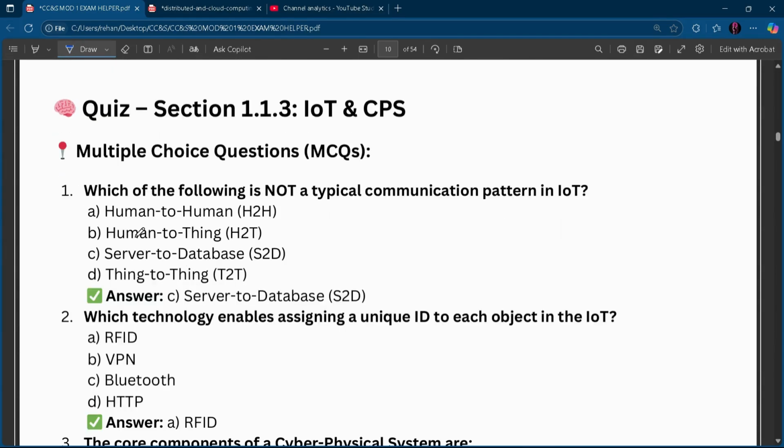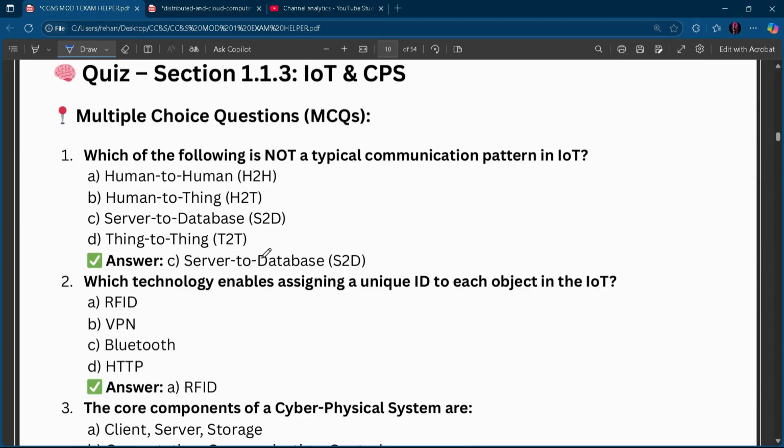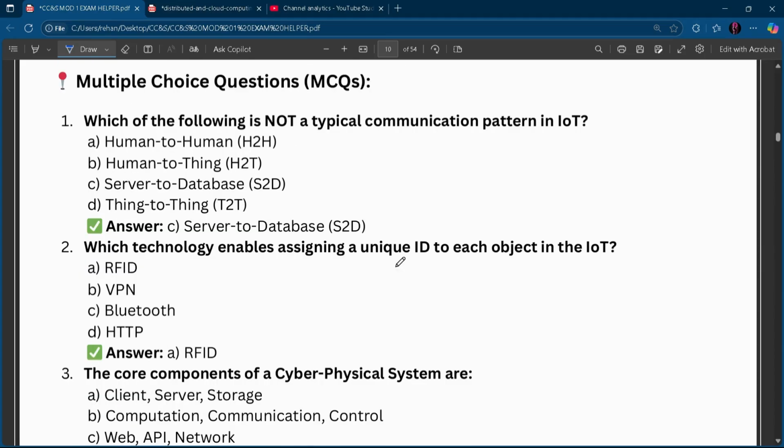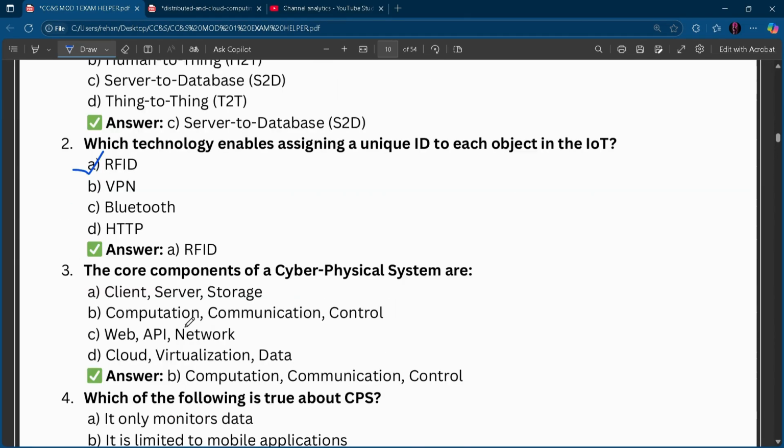You have a quiz question. Which of the following is not a typical communication pattern in IoT? You can pause, because I'm going to say the answer. It is server to database. Which technology enables a unique ID for each object in IoT? Is it Bluetooth? We didn't have Wi-Fi and the rest. RFID. Oh, the answer is already given. I didn't see that.